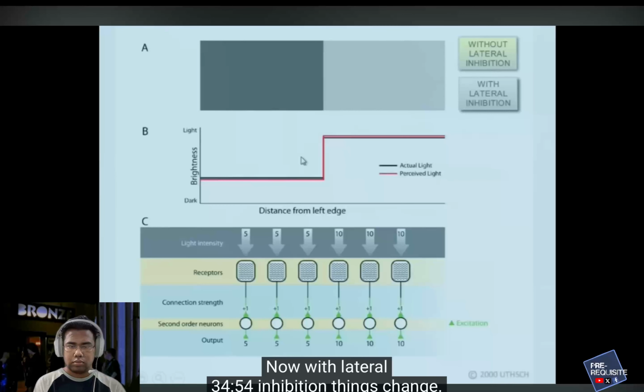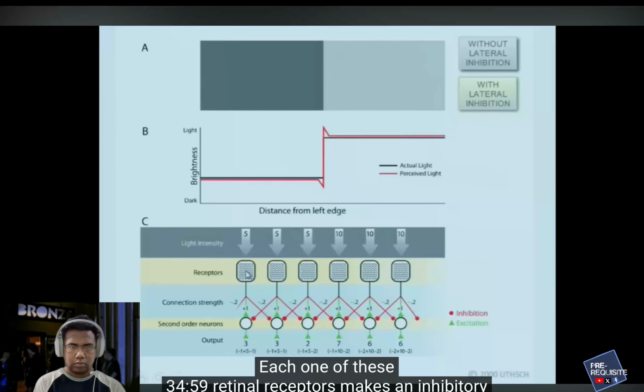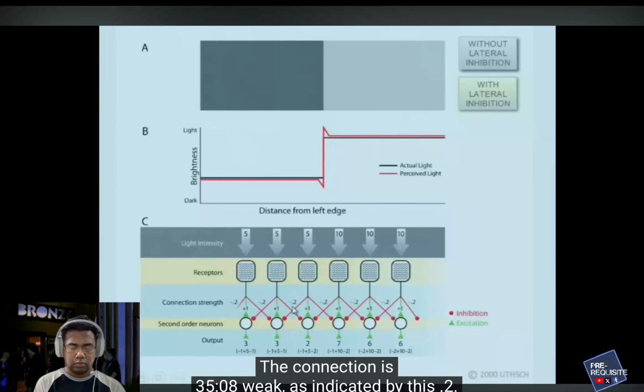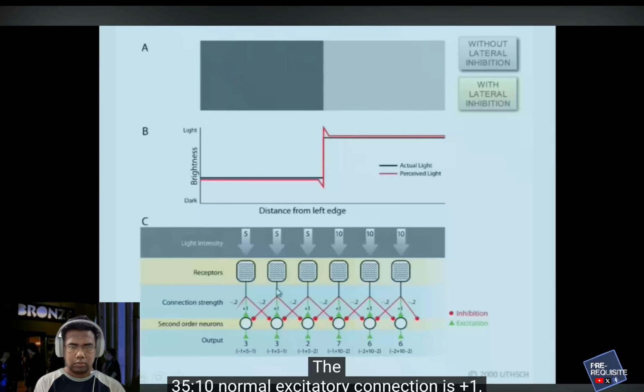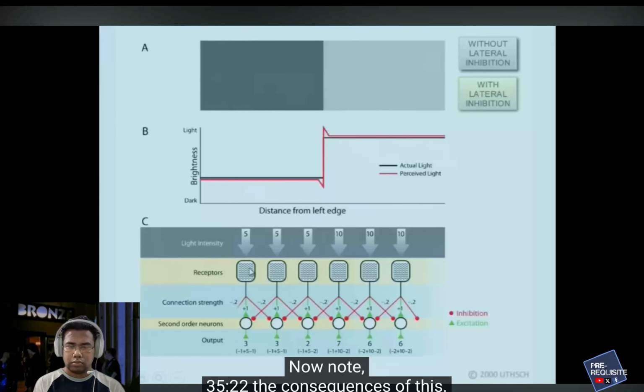Now, with lateral inhibition, things change. So here's the lateral inhibition. Each one of these retinal receptors makes an inhibitory connection to adjacent downstream second-order neurons. The connection is weak, as indicated by this point 2. The normal excitatory connection is +1. The inhibitory connection is -2. So each one of these neurons makes an inhibitory connection to its neighbor. That's the lateral inhibition. Now, note the consequences of this.